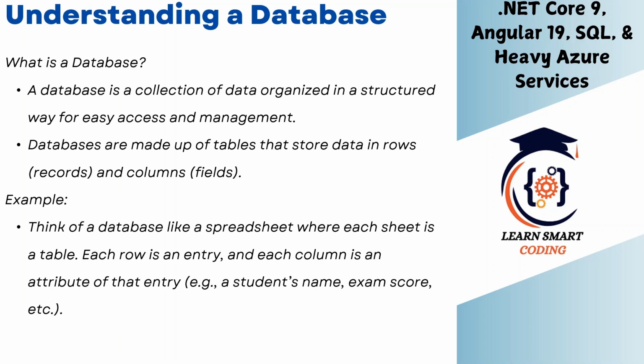A database is a collection of data that's organized in a structured way for easy access and management. All right. So databases are made up of tables that can store the data in rows and columns. Rows are called records, columns are called fields. So let's take a good example.